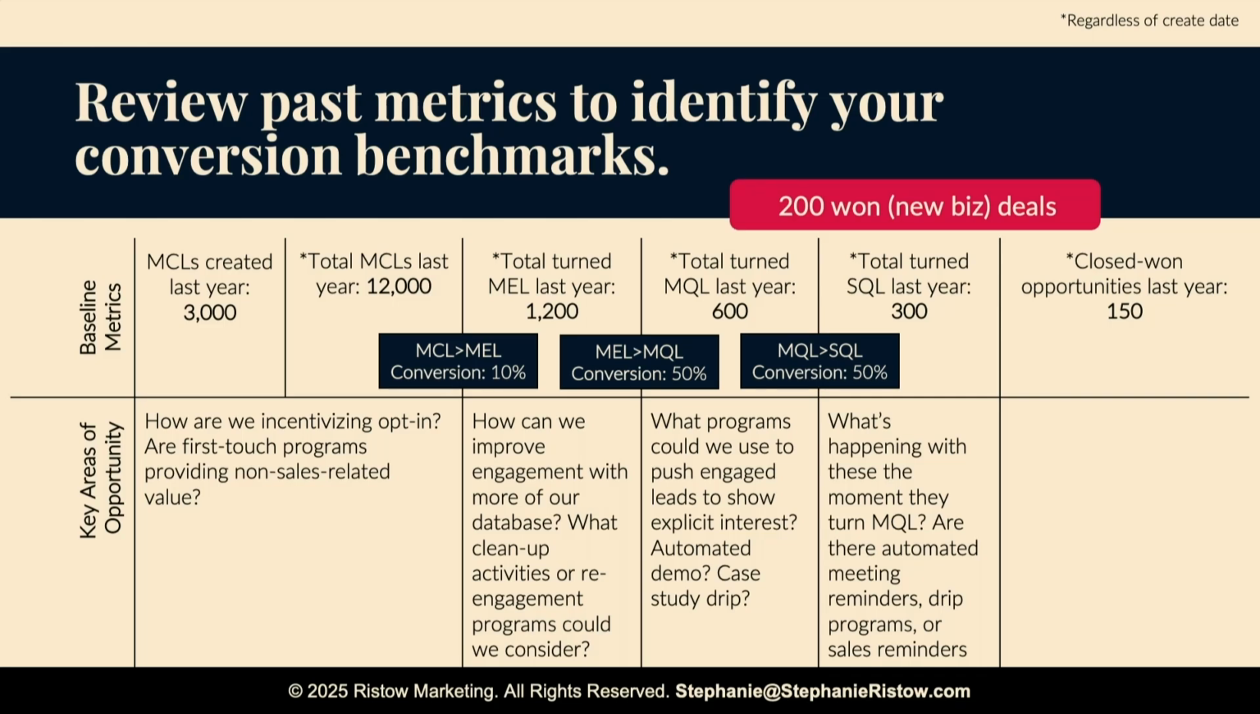Oh, there's a screen here. I don't have to look up there. Are there automated meeting reminders, drip programs, or sales reminders in place to make sure this happens? Sometimes it's as simple as setting a weekly marketing and sales meeting on the calendar to be like, okay, here were the 12 hot leads that came out. What do you do with them? Like, how can we help you?